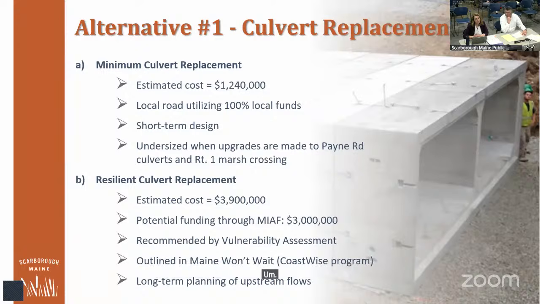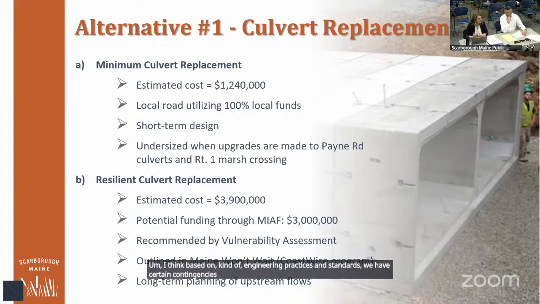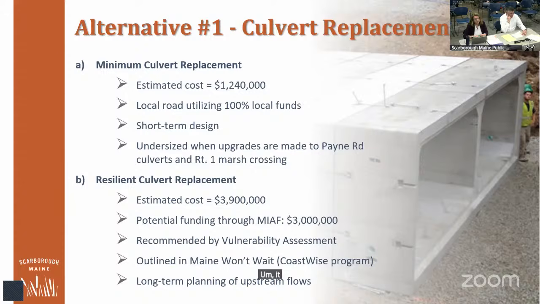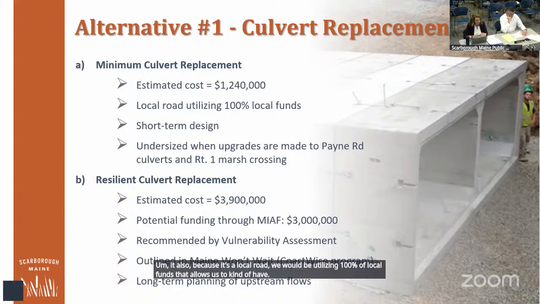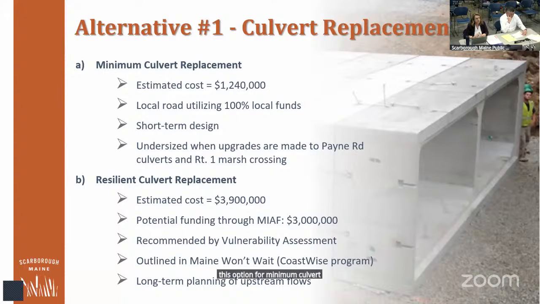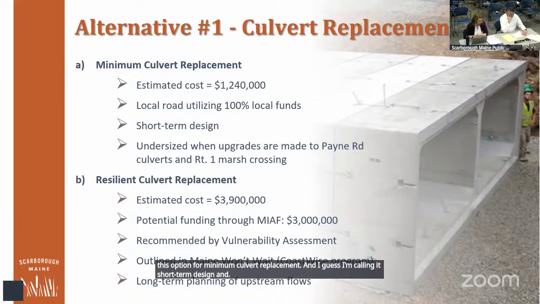I think based on engineering practices and standards, we have certain contingencies in place. So we're feeling comfortable that this is a good budgetary number, but moving through the process that will continue to fluctuate as we gain more information. It also, because it's a local road, we would be utilizing 100% of local funds. That allows us to have this option for minimum culvert replacement. And I guess I'm calling it short-term design just because of the next one, we're talking about undersizing culverts.